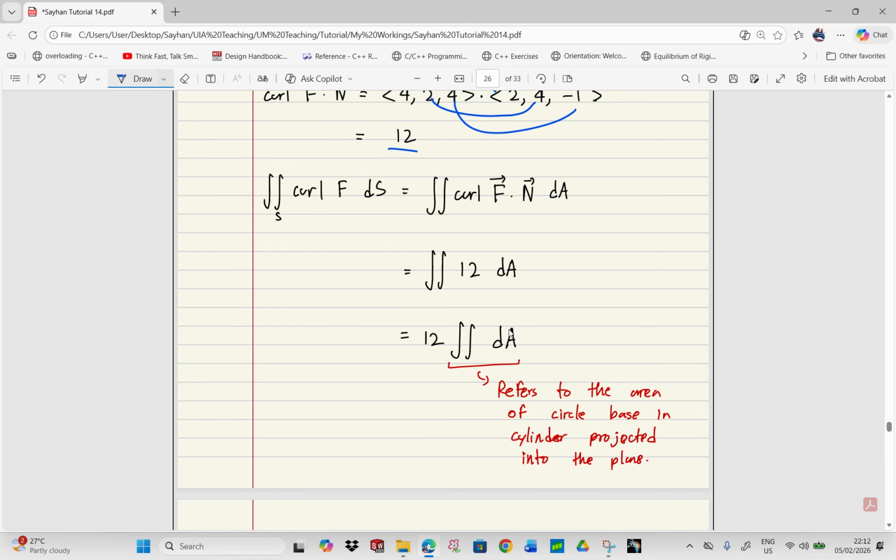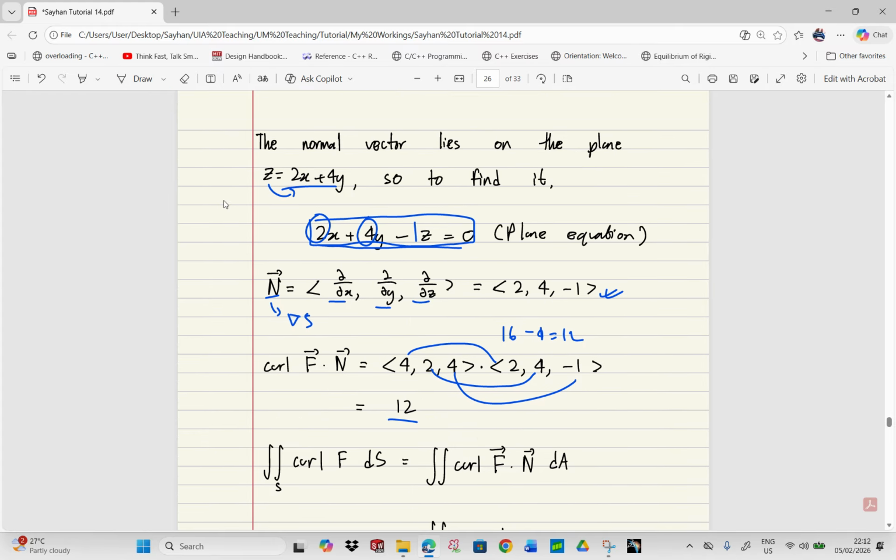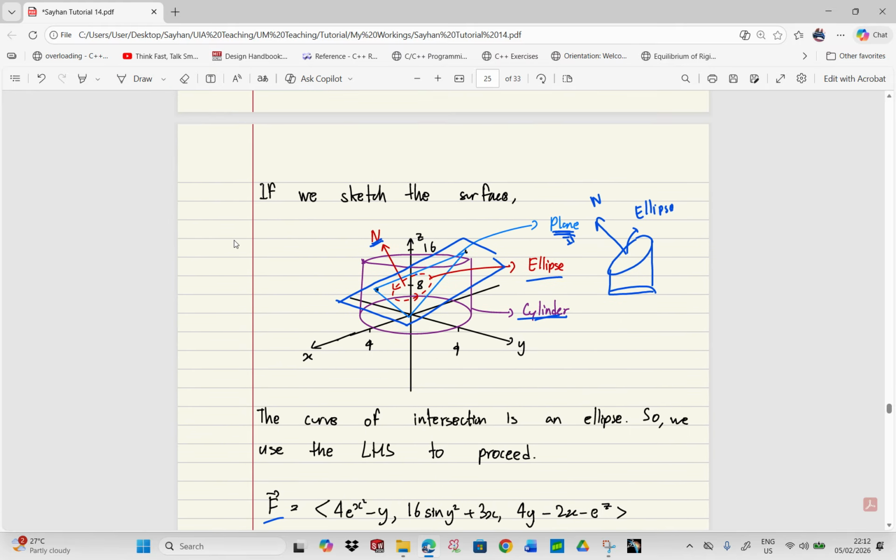Now dA here refers to the circular base of the cylinder projected into the plane, because our ellipse is actually the final surface. The main projection is actually the circle.